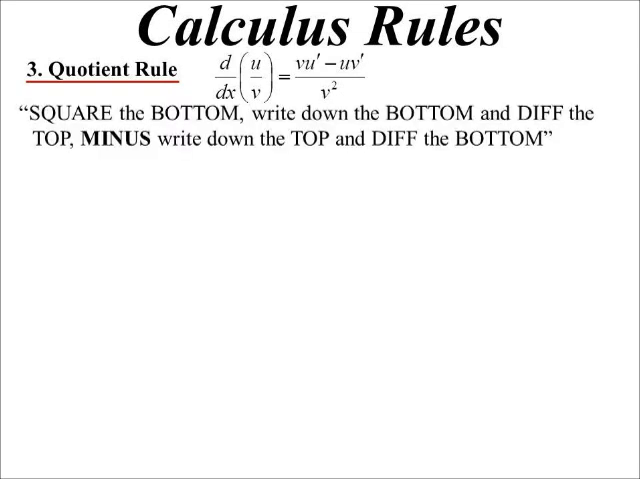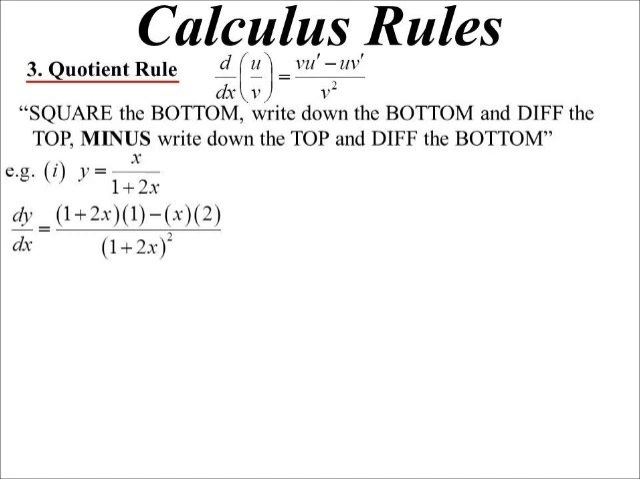Square the bottom, write down the bottom, diff the top, minus write down the top, and diff the bottom. Okay? So you've got a fraction situation, function on the top of the fraction, function on the bottom of the fraction. And so again, you do it as you say it, or you say it as you do it, whichever way you prefer. Square the bottom. So whatever's on the bottom of the fraction, you just whack a couple of parentheses around it, squared.